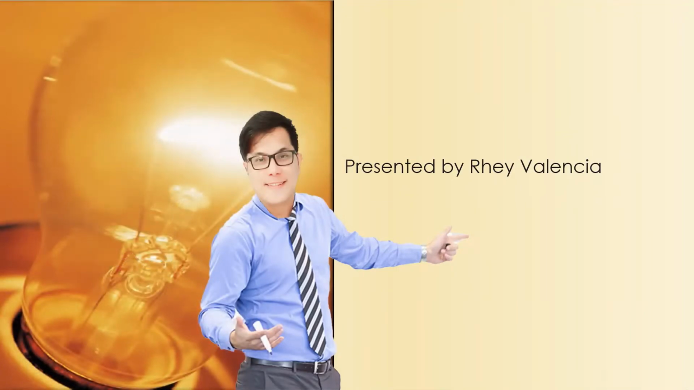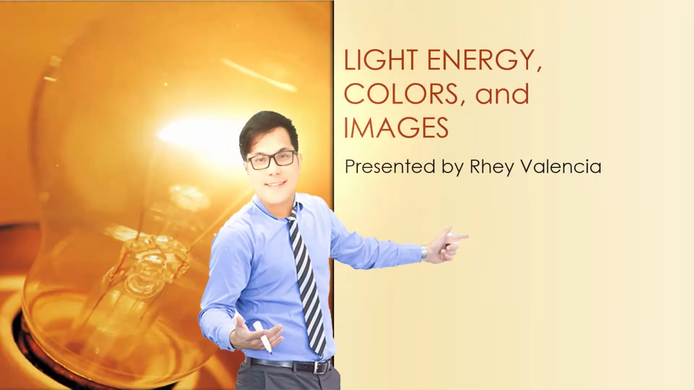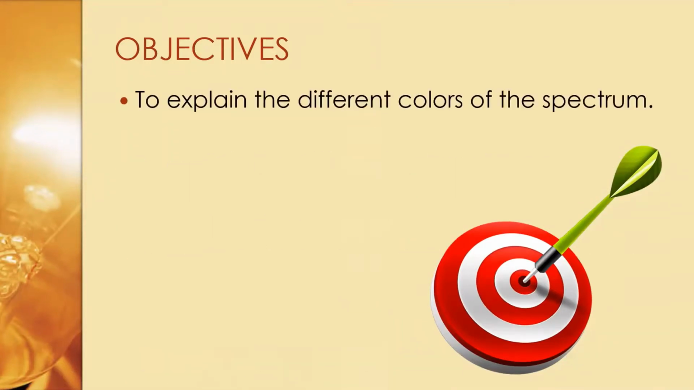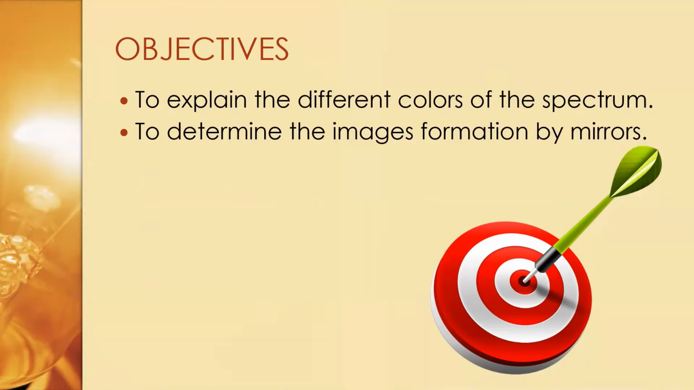Today, we will be learning about light energy, colors, and images. Here are the objectives of this lesson: to explain the different colors of the spectrum and to determine the images formation by mirrors.